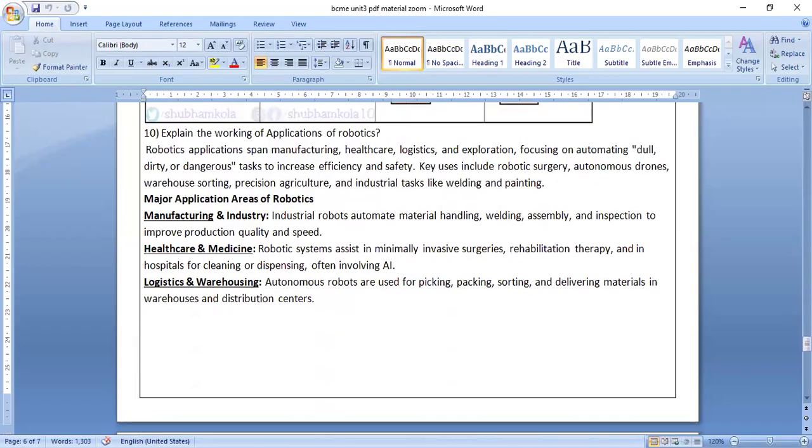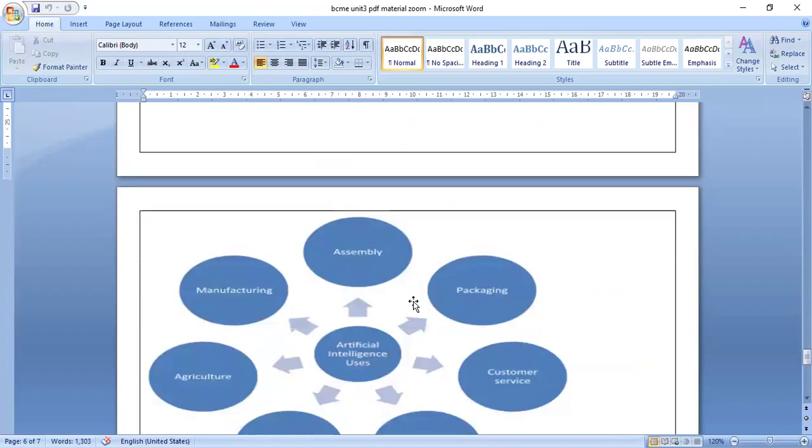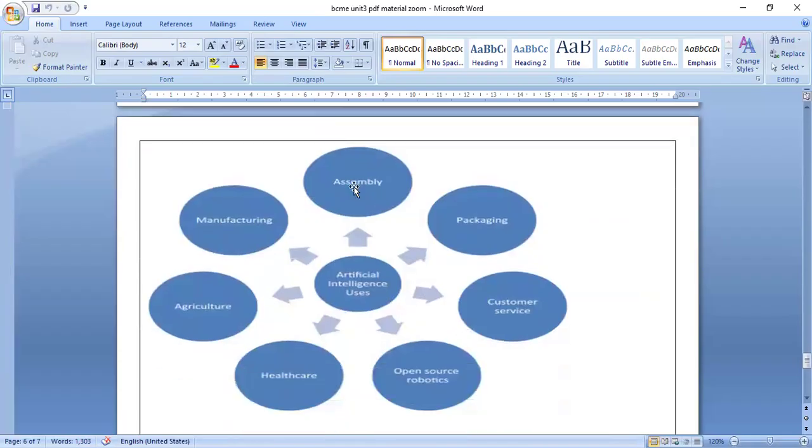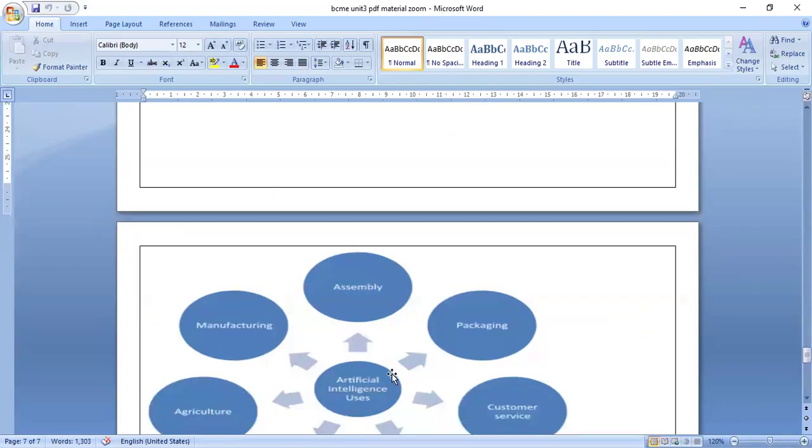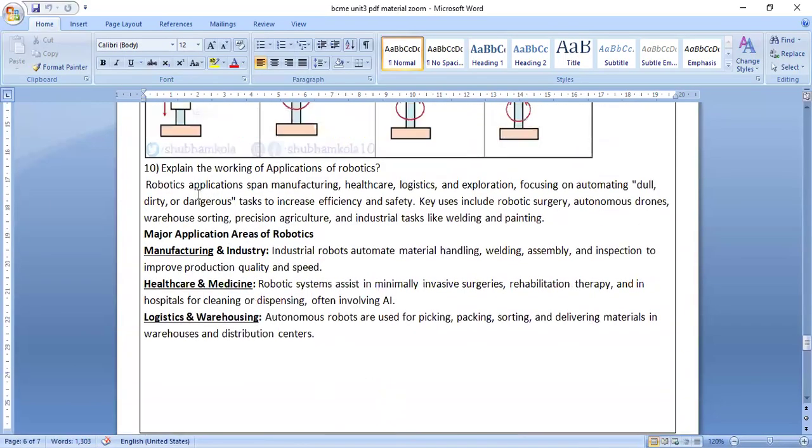So the last question I am taking: explain the working of applications of robots. So what are the applications of robots? They are applied in the assembly section, packing section, customer services, open source robots, and also healthcare, agriculture, and manufacturing. Robotics applications span manufacturing, healthcare, and logistics, focusing on automation of dull, dirty, dangerous tasks to increase efficiency and safety. So this is mainly used for manufacturing.